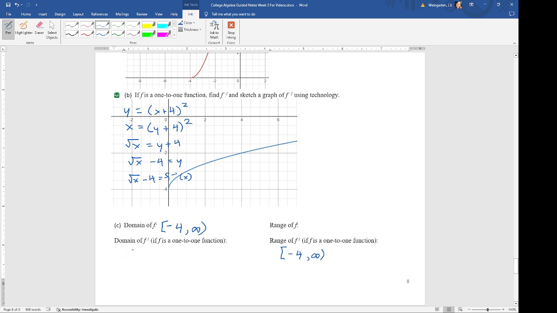What about the domain of the inverse? So the domain starts at 0 and it goes to infinity. We can see that on the graph. It does include 0. Therefore, the range of our initial function is also from 0 to infinity.